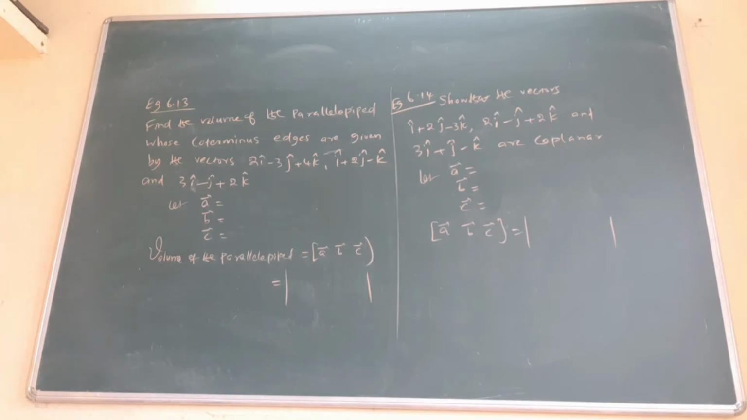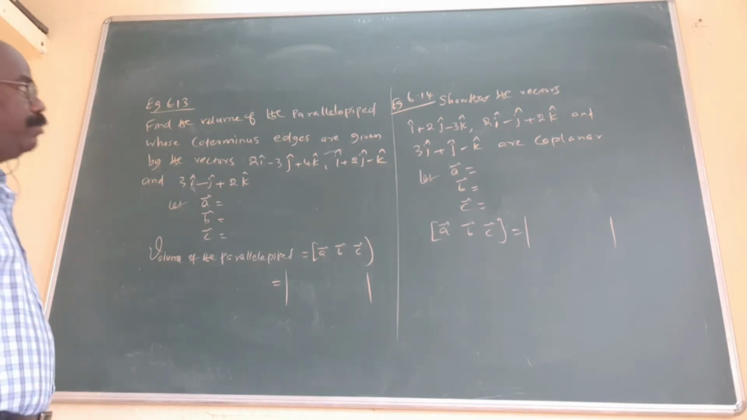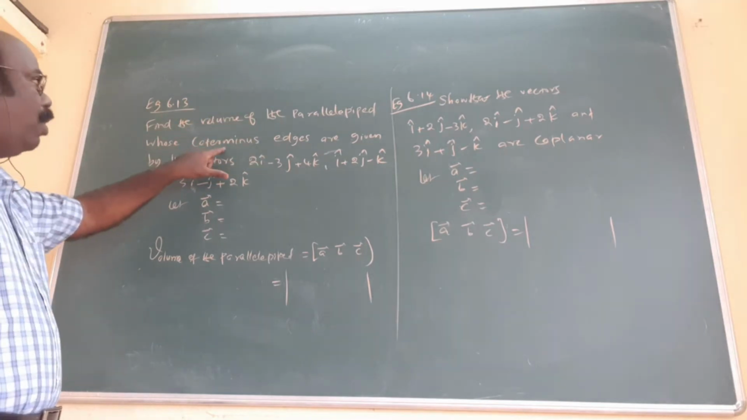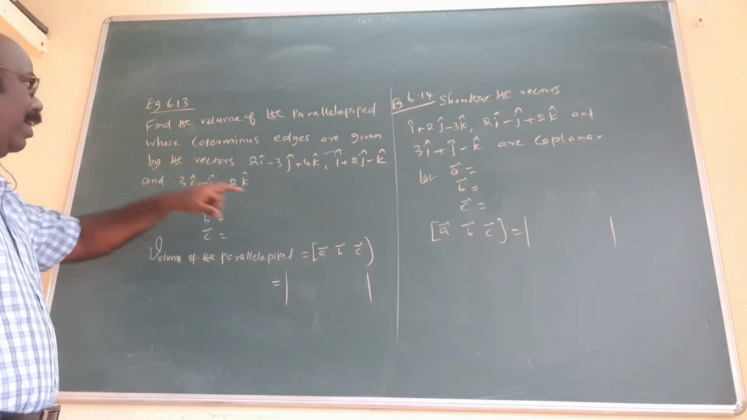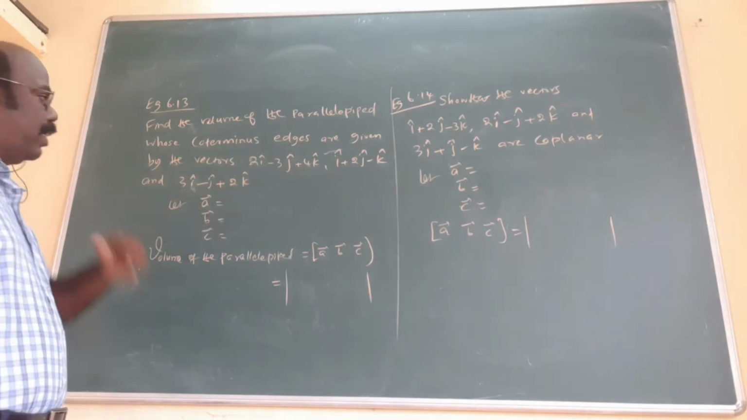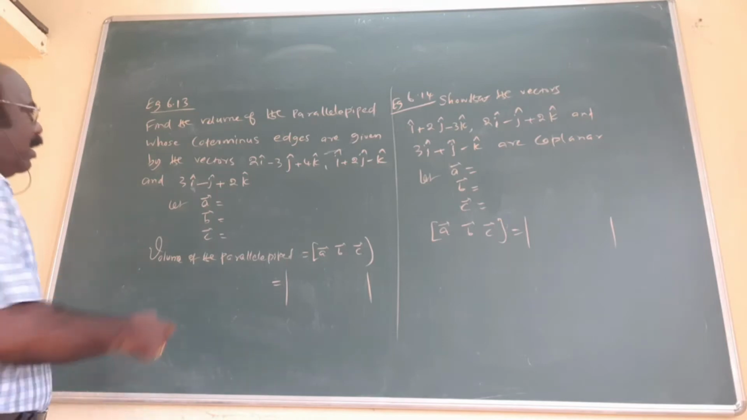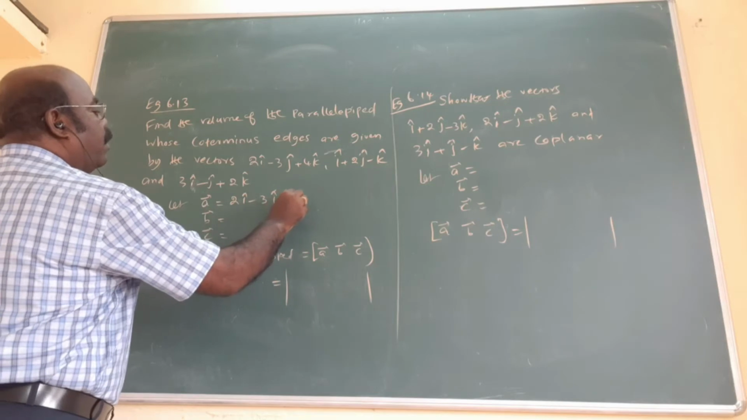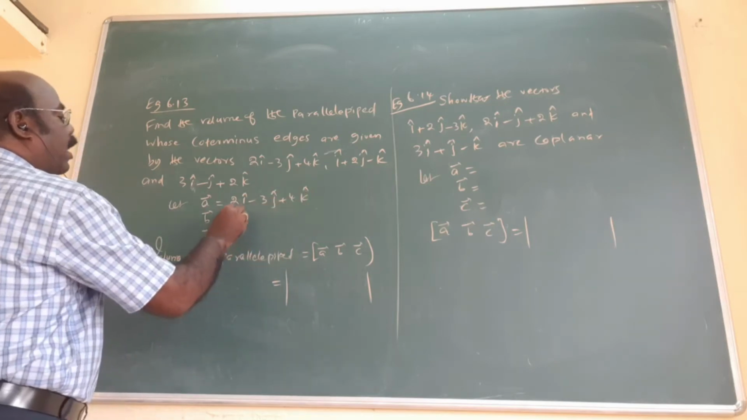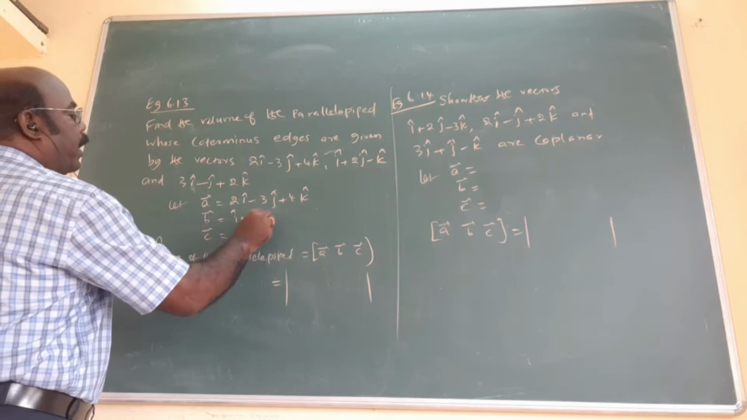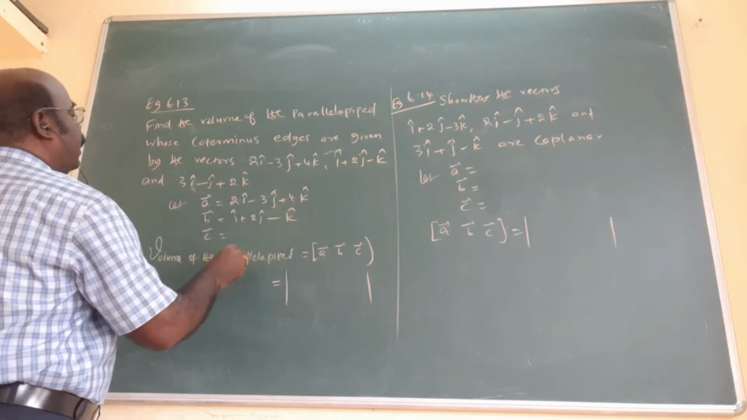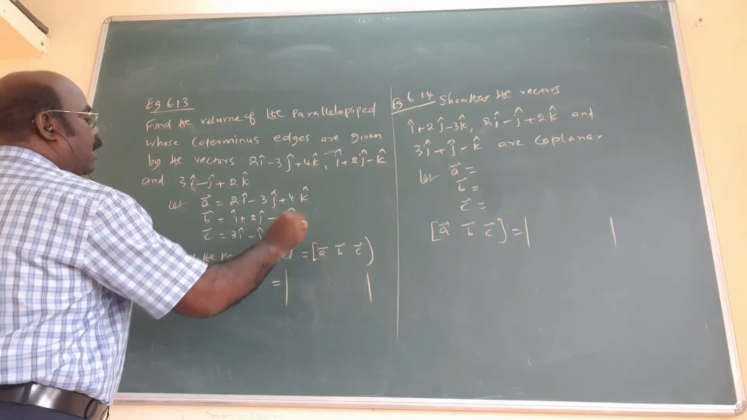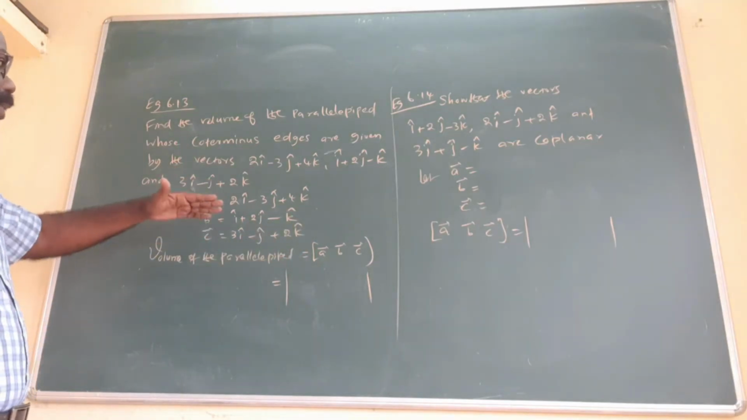This is called example problem 6.13. Find the volume of the parallelepiped whose coordinate edges are given by the vectors: first vector, second vector, third vector. Let us assume the first vector is 2i cap minus 3j cap plus 4k cap. Next is i cap plus 2j cap minus k cap. Next is 3i cap minus j cap plus 2k. Let us assume the given three vectors are A, B, C.